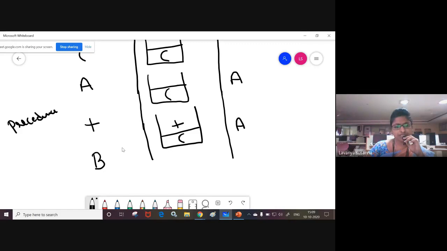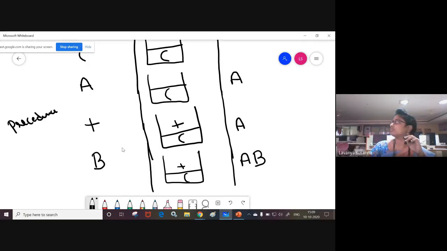Write down B. If this scanned symbol is B, what is B? Operand. If this scanned symbol is an operand, what you need to do? You need to add it to the postfix array and write down the previous stack as it is. Okay, I hope you understood, students. Note down, please note down.